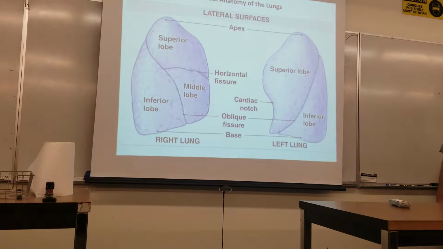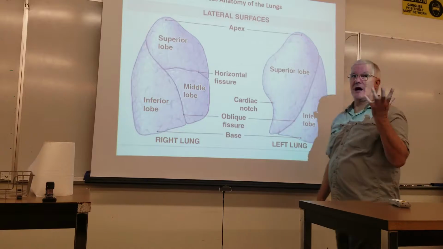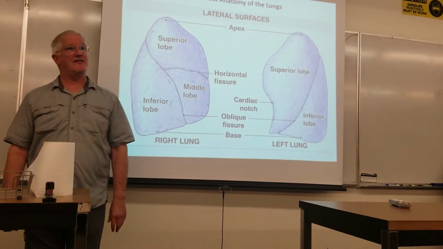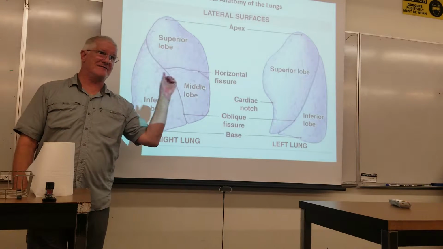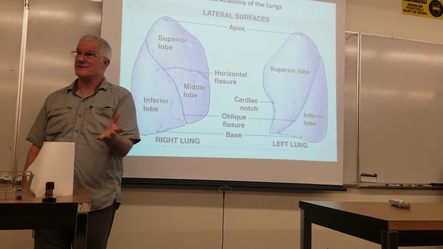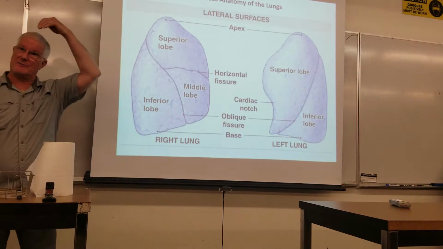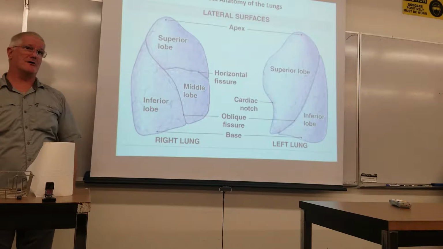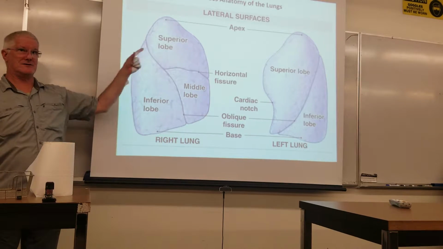All right. Well, you guys have two lungs, the right and the left. The right is divided into 3 lobes. The left is divided into 2 lobes. How do we separate lobes? We use fissures. Like the longitudinal fissure in the brain separated the hemispheres, we can use fissures to separate lobes. You have 3 lobes on the right, 2 on the left.